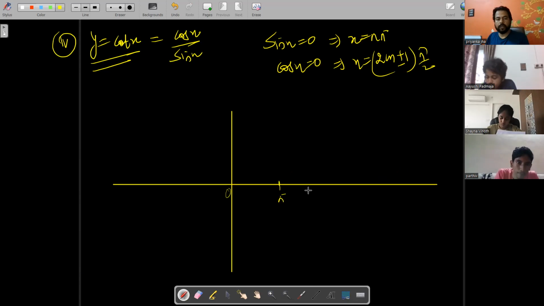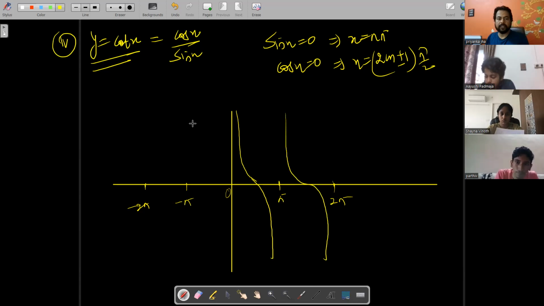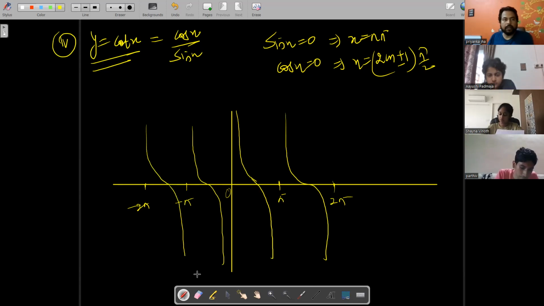Zero, pi, 2 pi, minus pi, minus 2 pi. So at 0 and pi, cot will be undefined. So the graph will be like this. Like this. It will keep on going. And it intersects the x-axis at odd multiples of pi by 2, where cos becomes 0, and like that.